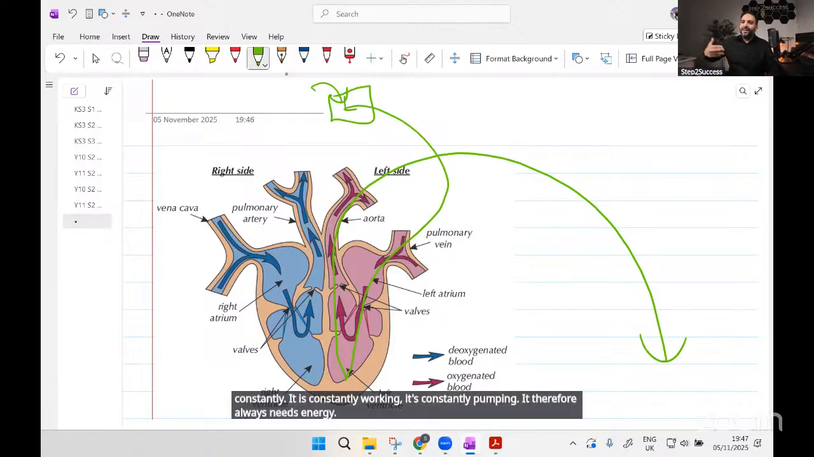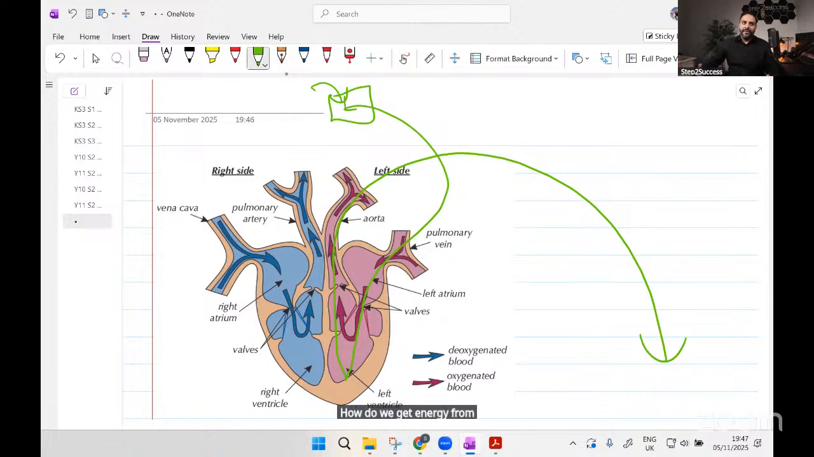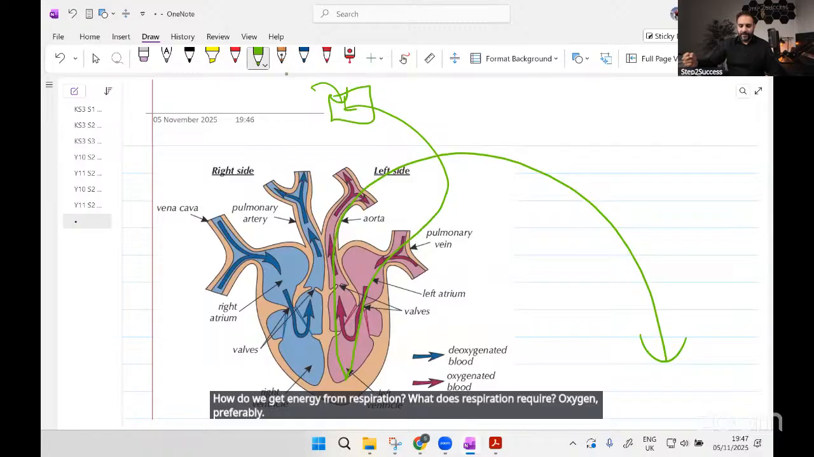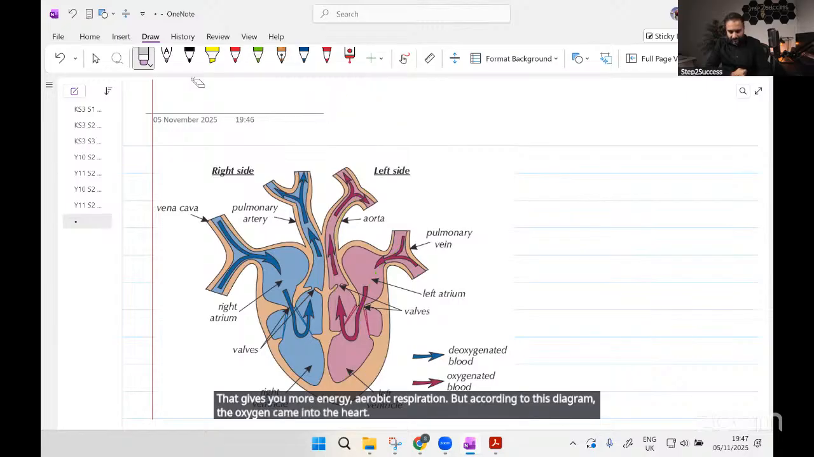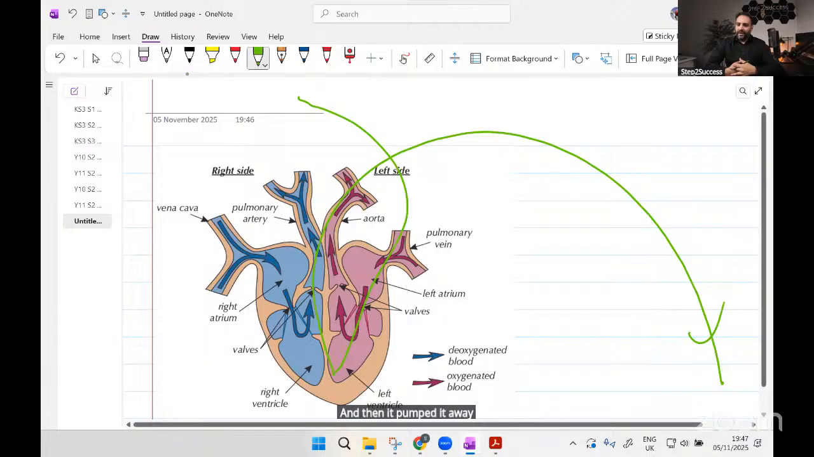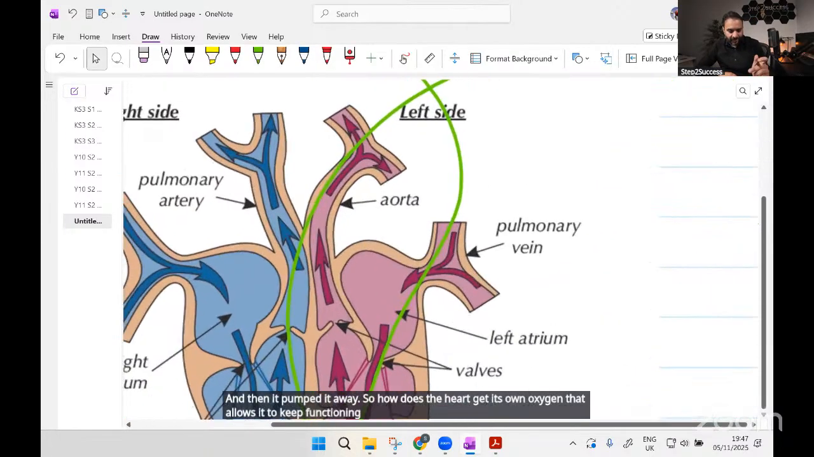How do we get energy? From respiration. What does respiration require? Oxygen, preferably. That gives you more energy, aerobic respiration. But according to this diagram, the oxygen came into the heart and then it pumped it away. So how does the heart get its own oxygen that allows it to keep functioning? Well, the answer to that is technically not on this diagram.